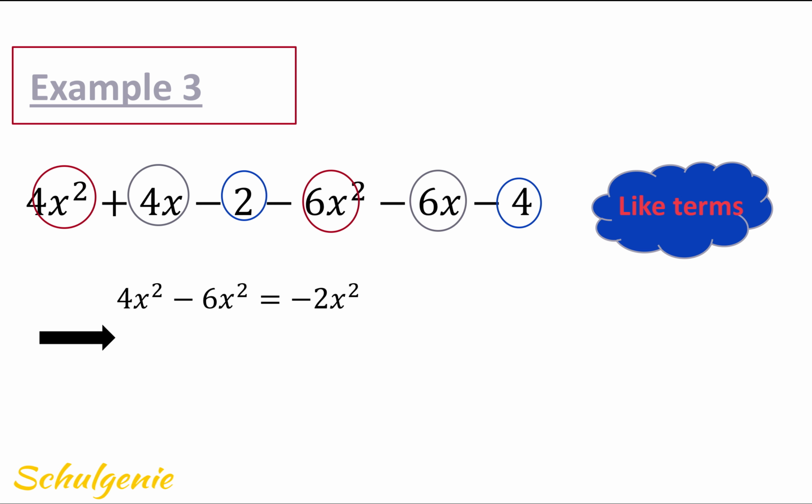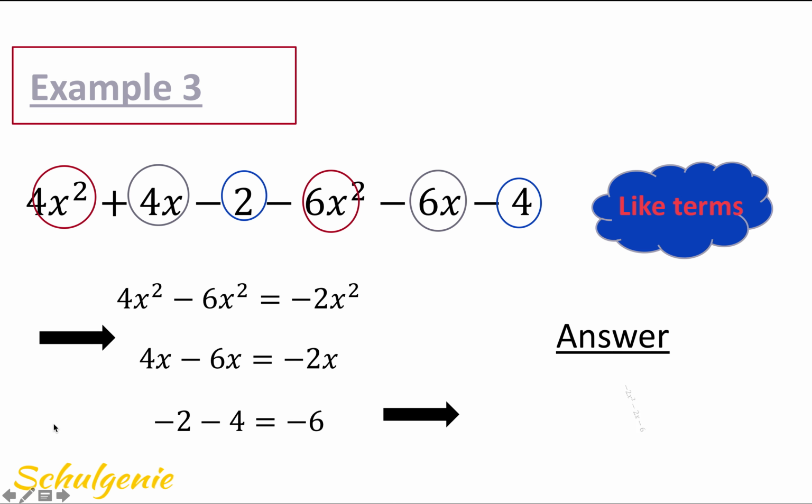The first terms, we subtract 4 and 6 and we get negative 2x squared. And then we have 4 minus 6 again. The answer is negative 2, but with an x because that's a variable they share. And last but not least, negative 2 minus 4, you add and the answer will be negative, so negative 6. And the answer is just all of the terms combined: negative 2x squared minus 2x minus 6.